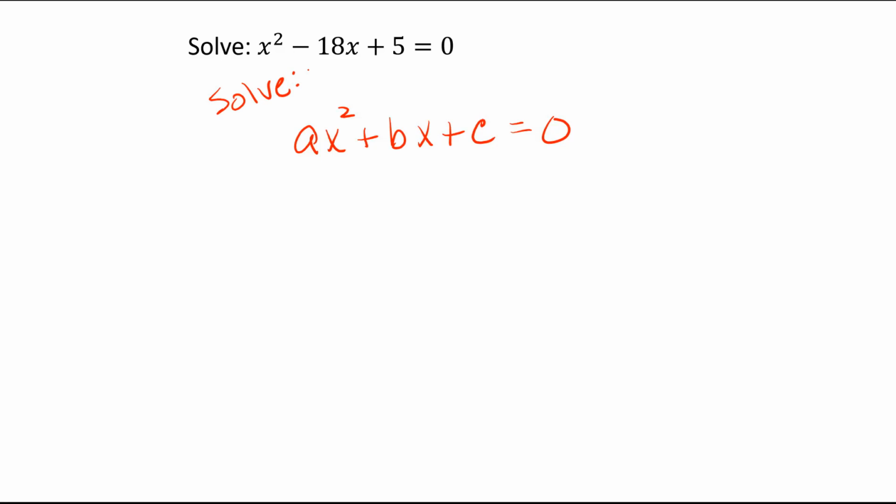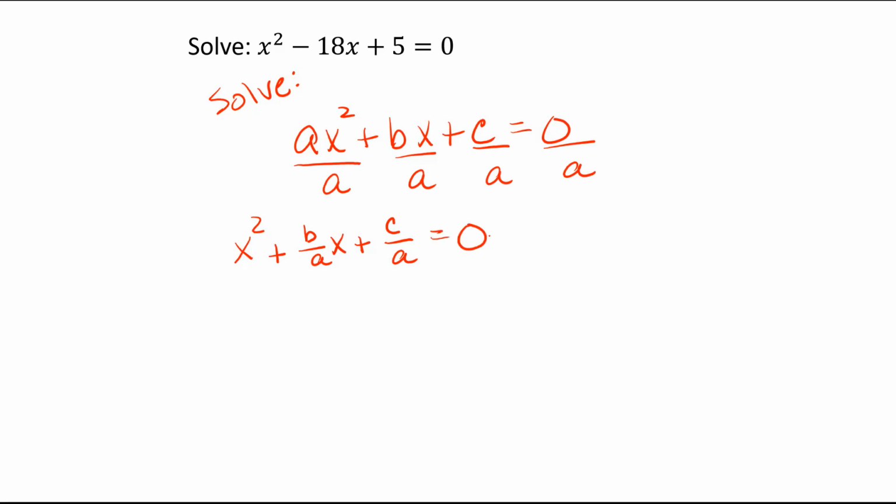You can't complete the square, and I didn't mention this, if you don't have a leading coefficient of 1. So before you can complete the square on this, you're going to have to divide the whole thing through by a. So divide everything by a, and you're going to end up with x squared plus b over a times x plus c over a equals 0. Okay, now you can complete the square.